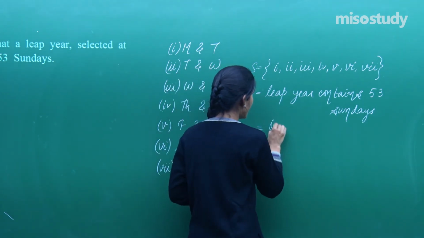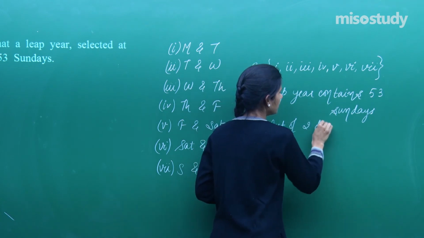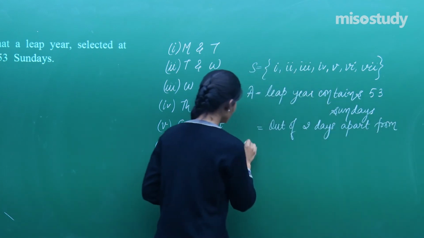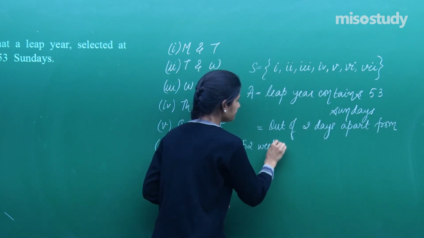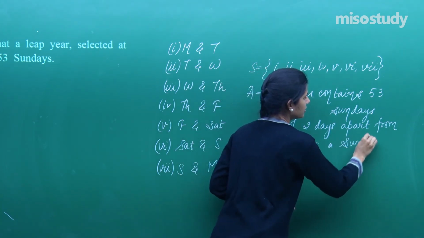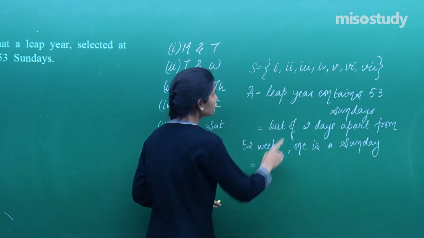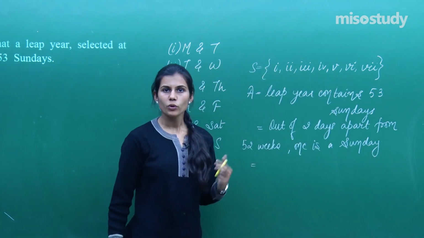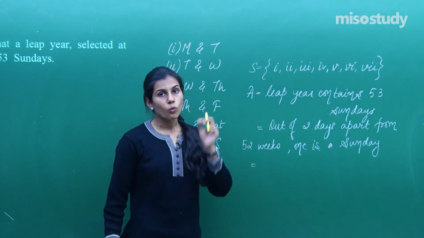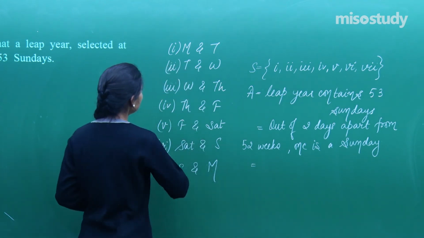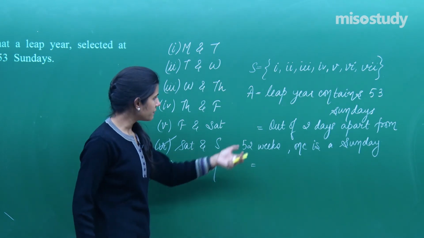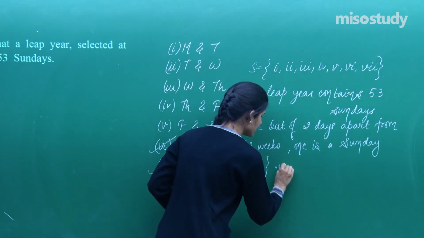So that means out of 2 days apart from 52 weeks in a leap year, one is a Sunday. That means out of all these possibilities of those 2 days, which are the possibilities which are favorable to this event? Only those which consist of one day being a Sunday. So one day being a Sunday is here and one day being a Sunday is here. So only these 2 elementary events are favorable to this event, that is 6 and 7.